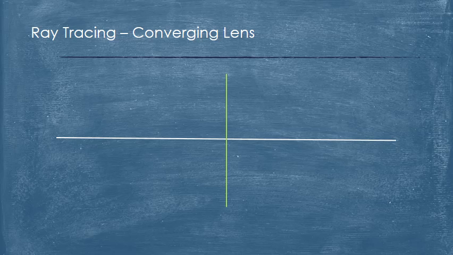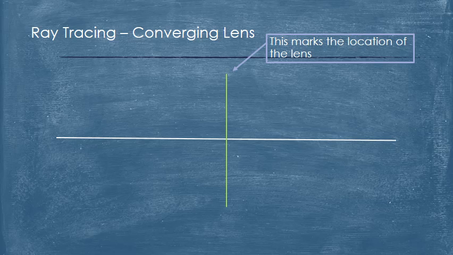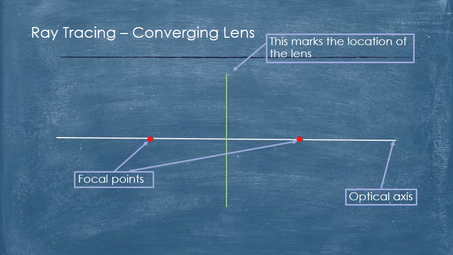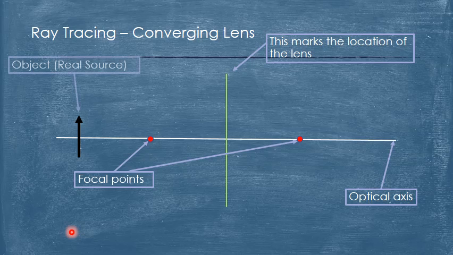So I'm going to do a ray trace for a converging lens. The green line is going to represent our lens at this point. The white line is our optical axis, or the axis of the lens. The red dots are going to represent the focal points. And I've tried to set this up so the focal points are an equal distance from the lens. And there's my source that's going to radiate the electromagnetic radiation. It's going to be a black arrow, and we usually call that the object.